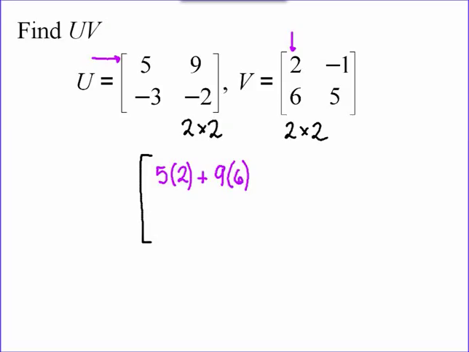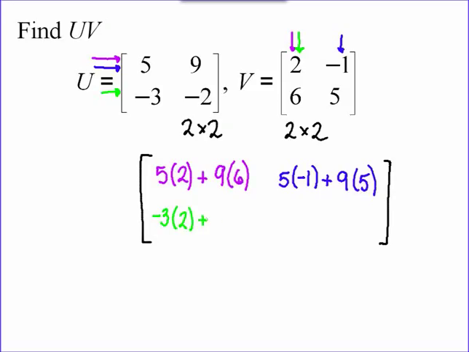So next I'm going to do row 1 times column 2. So that one I'm going to have 5 times negative 1 plus 9 times 5. Good. What do we do next? Row 2, column 1. Okay, so negative 3 times 2 plus 2 times 6.